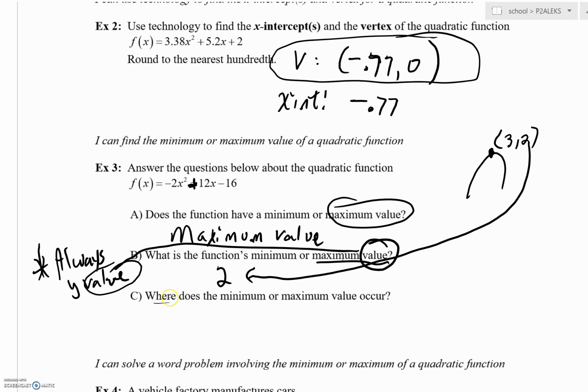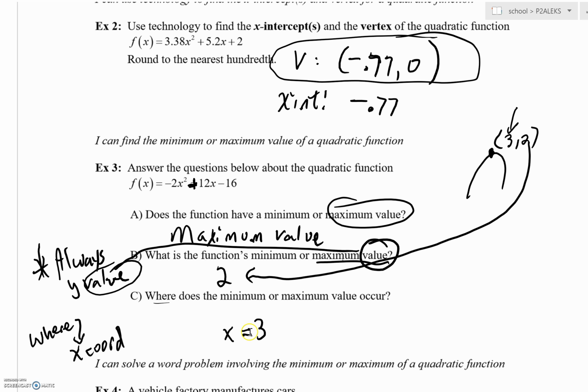Where does that occur? Where means that we've got our x coordinate. Whenever they say, where does this occur, it's the x value of your vertex. That's going to be at x equals 3. Okay? So it's pretty straightforward. You're going to be able to just type your parabola out. You're going to either find a high point or a low point and then move on from there.